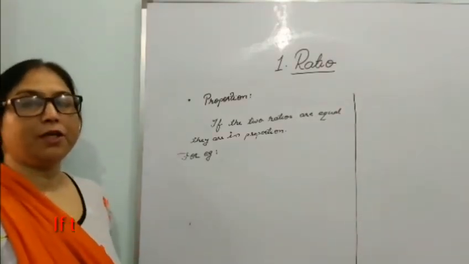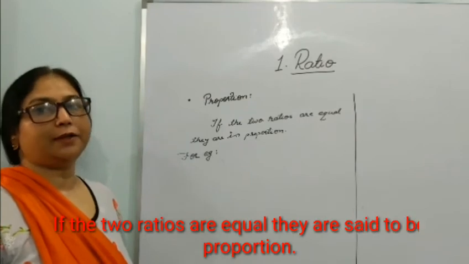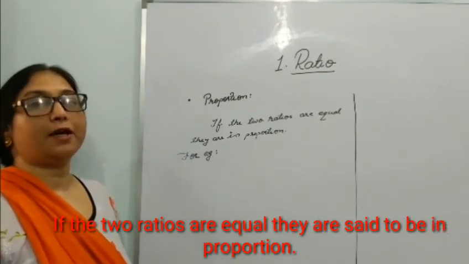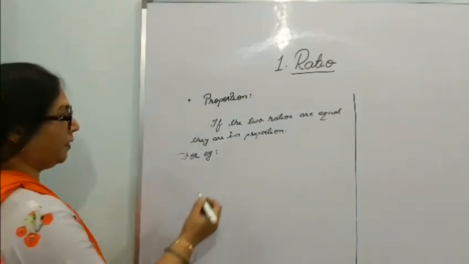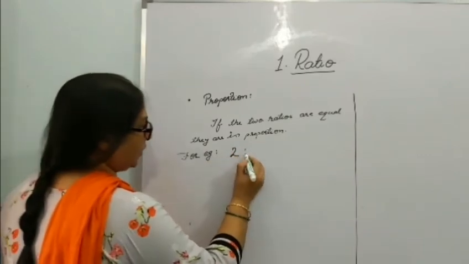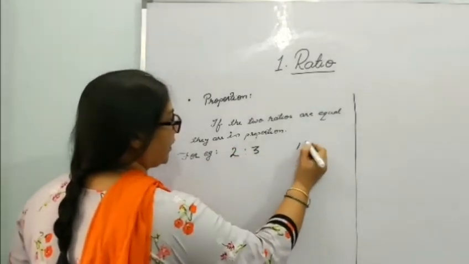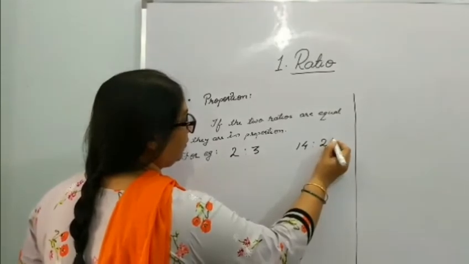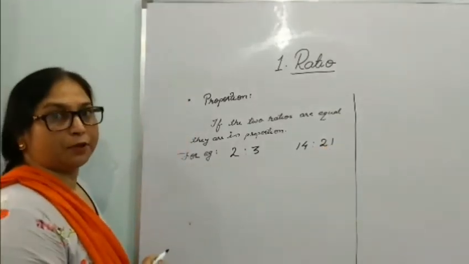What do you mean by proportion? If the two ratios are equal, they are in proportion or they are proportional. For example, 2:3 and 14:21. Let's check whether they are in proportion or not.